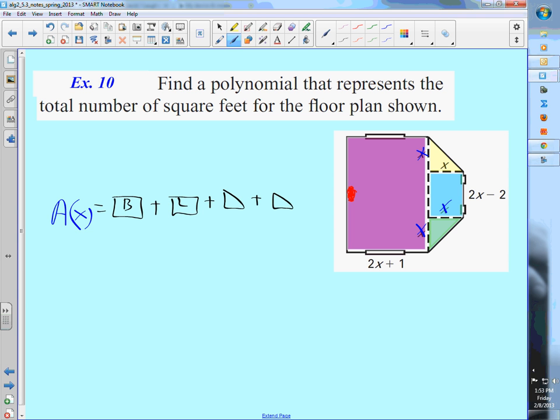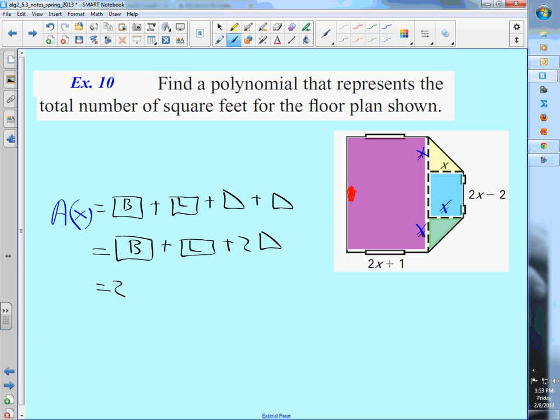So all of these are fantastic ideas. In fact, these two triangles are the same. So you could have just done the big rectangle, the little rectangle, and two triangles, because those triangles have the same dimensions. Or you could have treated it as, those two triangles together make a square. That works fine too.